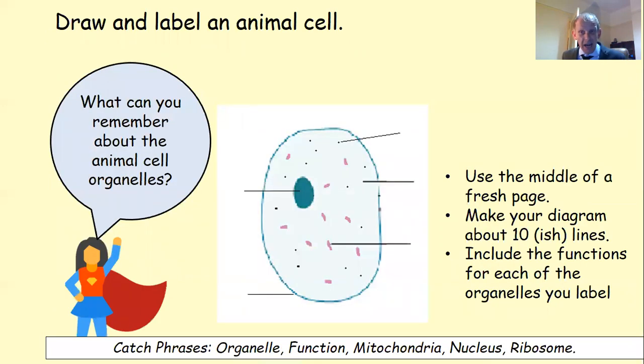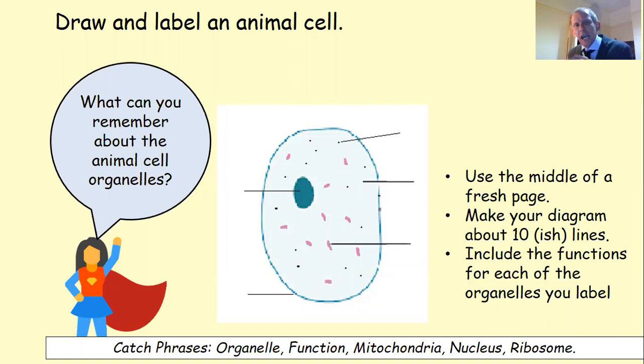And that's all about the animal and plant cells, guys. So what I'm going to get you to do is we're going to break this down a little bit. What I'd like you to do is, on a fresh page, if you can, in the middle of your page, draw this animal cell that you can see in the middle of the screen. I would then like you to make it quite large, maybe 10 lines. If you're using A4 paper, maybe 10-ish lines in the middle of your page. And then what I'd like you to do is label all the different organelles that are in this diagram.